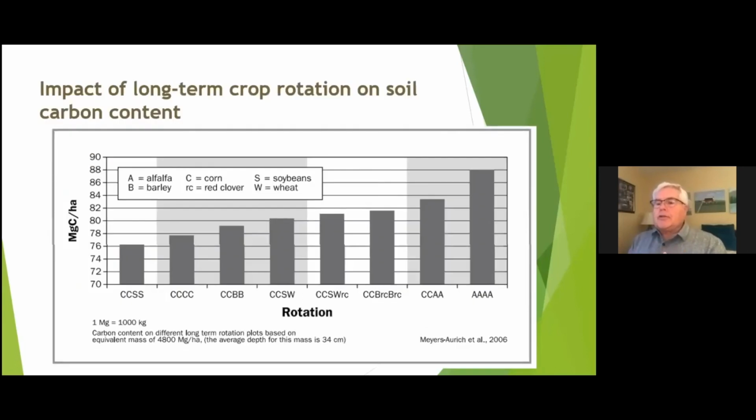Now, this is some research that was done. I think this was done in the States, but there's been a lot of work done in Ontario, at Guelph and Ridgetown, on the effect of various crops on building soil organic matter. In this case here, the alfalfa, continuous alfalfa crop has built organic matter quite well, as you can see by the 4A, where the corn and soybeans on the other side are not near as good at building soil organic matter.